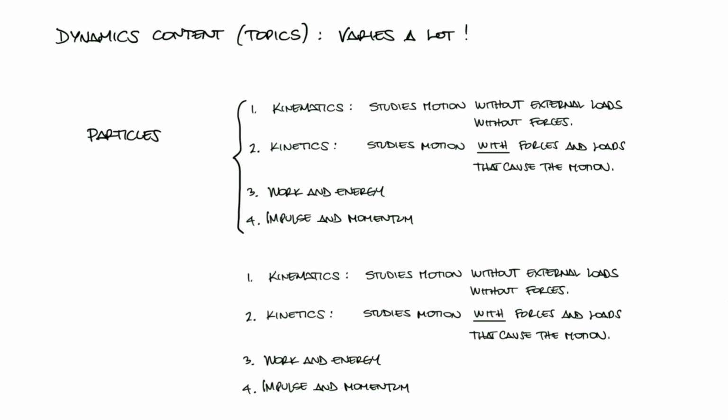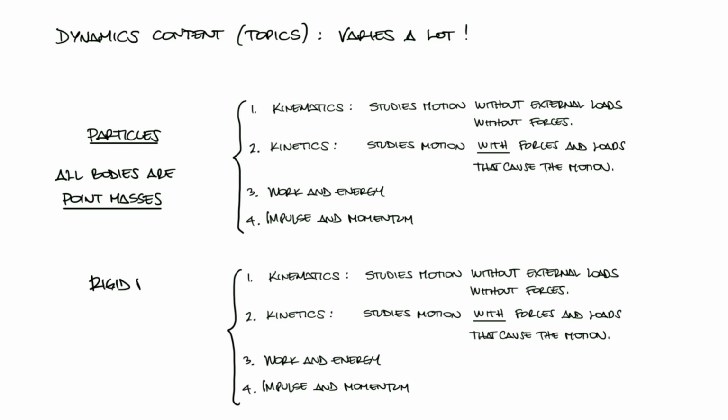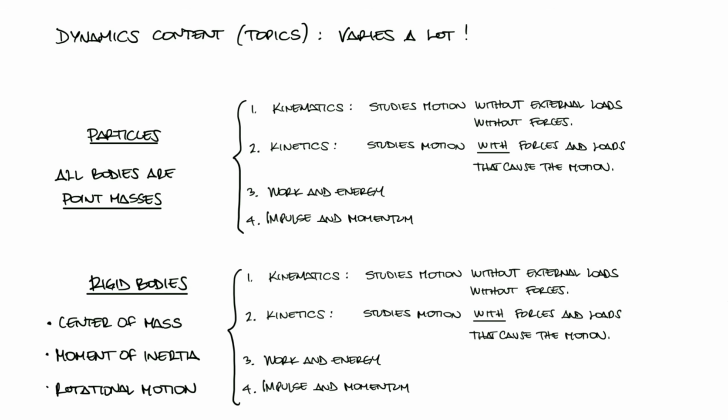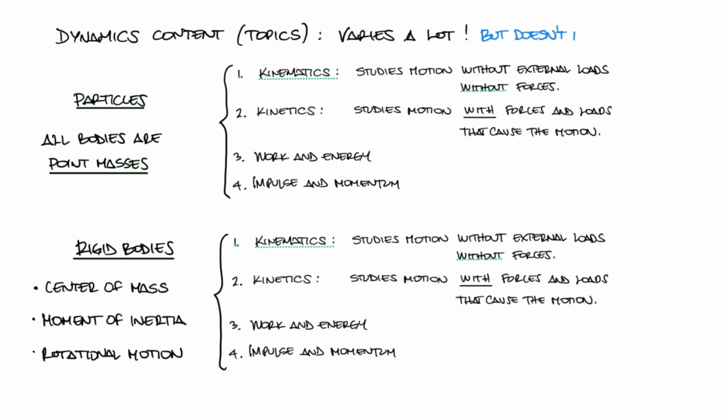Particles, which means we think of all bodies as point masses that occupy no space and therefore things like rotation are neglected, and rigid bodies, which means these bodies do occupy space and therefore things like center of mass, moment of inertia, and rotational motion are important. We call them rigid bodies because we're assuming no deformation. Motion of deformable solids is most typically not a part of a dynamics course.